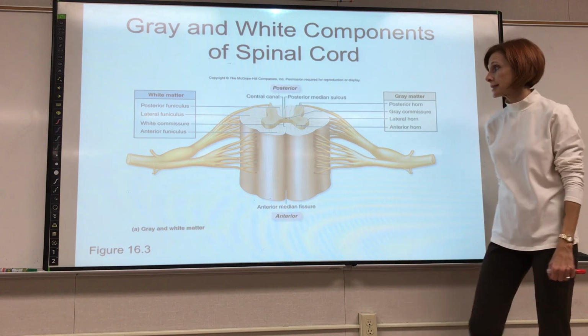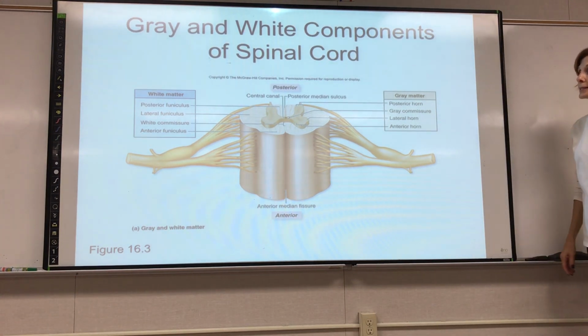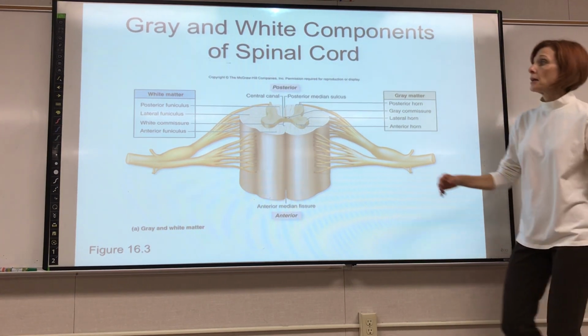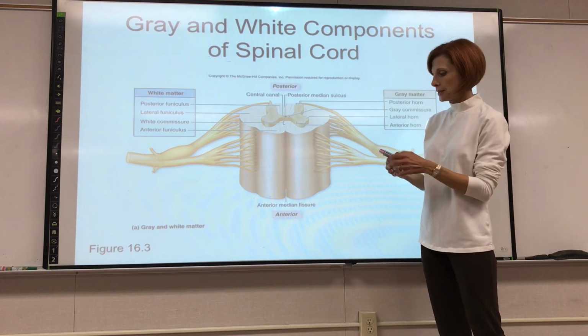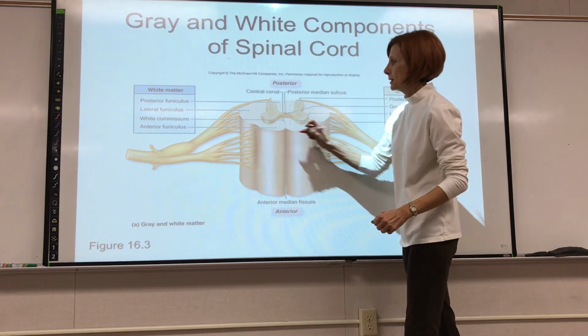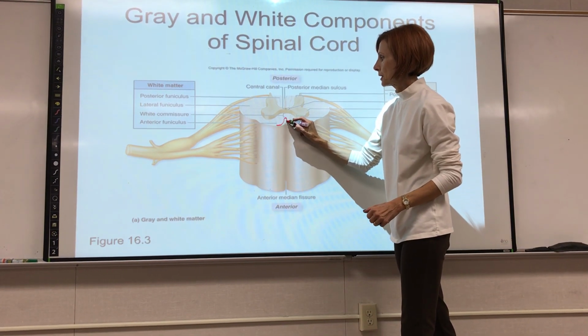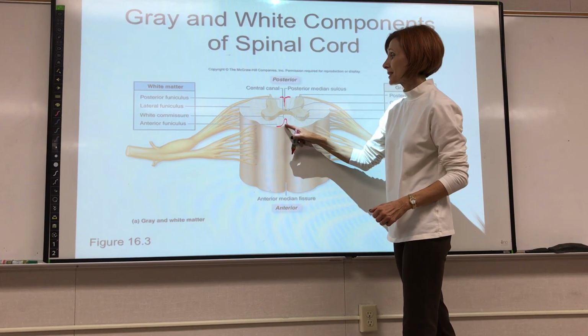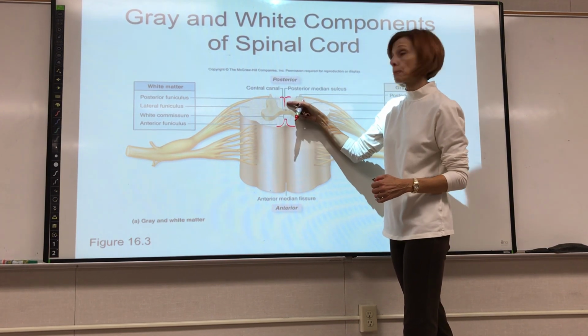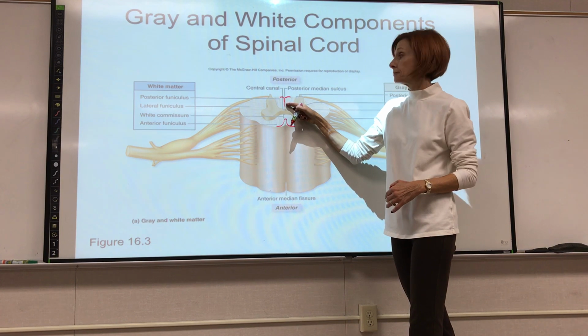Okay, so here's a cross-section through the cord, and we can see that, just like in the brain, the white matter and the gray matter are separate. Okay, taking a look at this anterior side, there is a deeper fissure here. Okay, the posterior side's a little bit more narrow. So this is called the anterior median fissure. This is the posterior median sulcus.